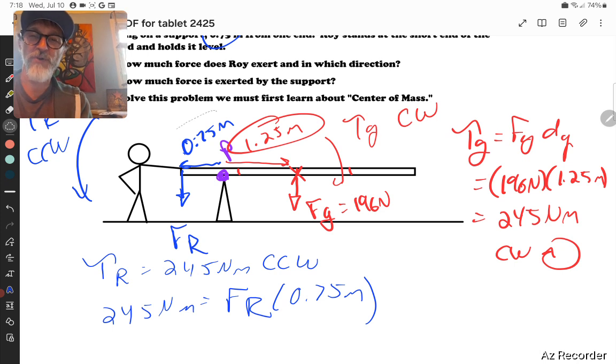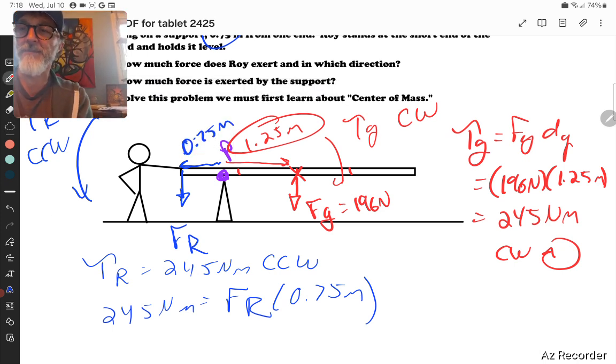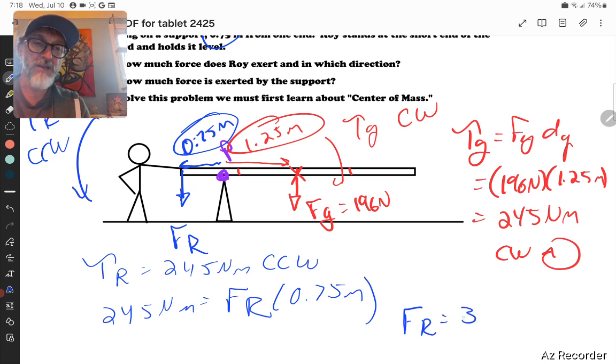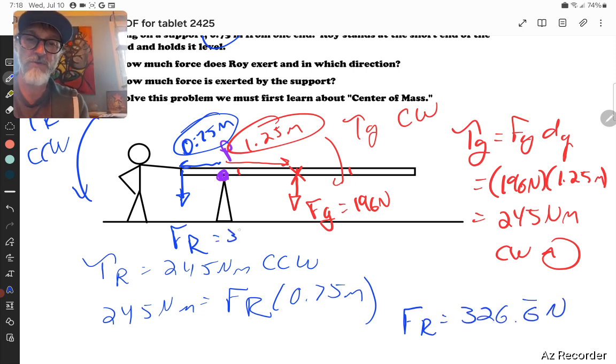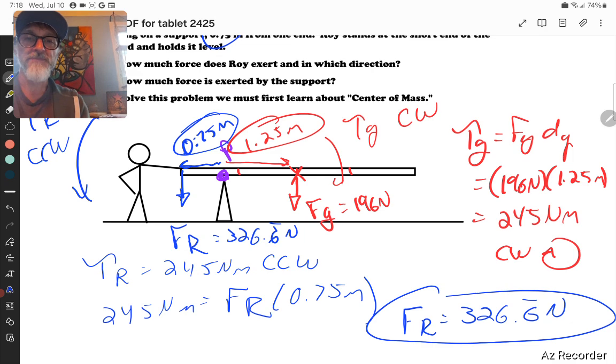So the force of Roy is 0.75 meters away from that pivot point, right? So here's the distance, that 0.75 meters. So now I just divide both sides by 0.75, and the force of Roy turns out to be 326.6 repeating newtons. Okay? And the idea is his distance is shorter than gravity, so he needs more force to compensate. All right, so there's the force of Roy.